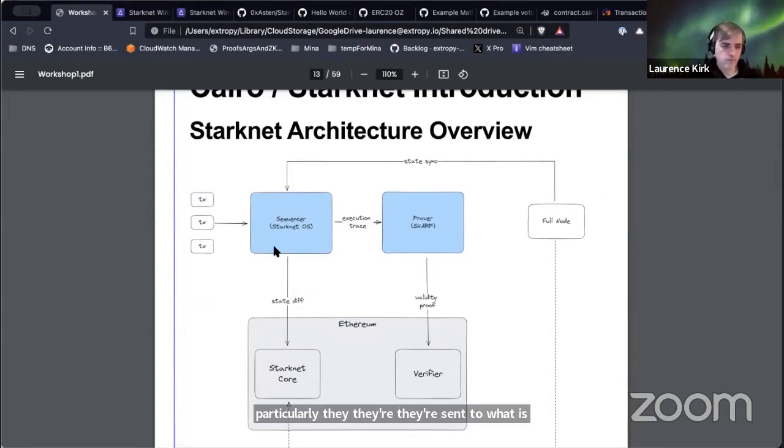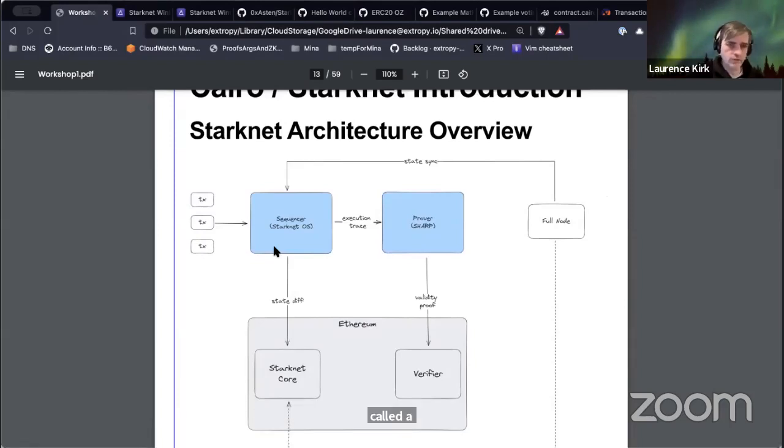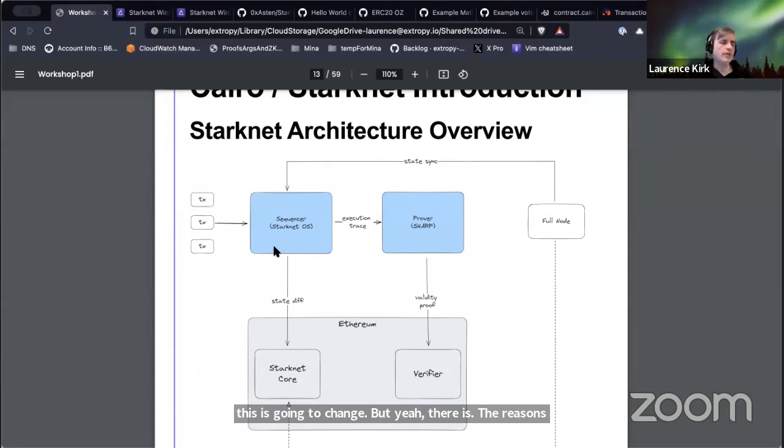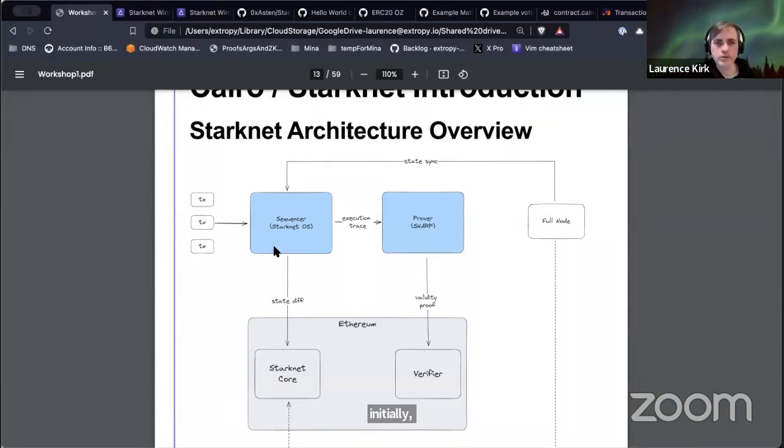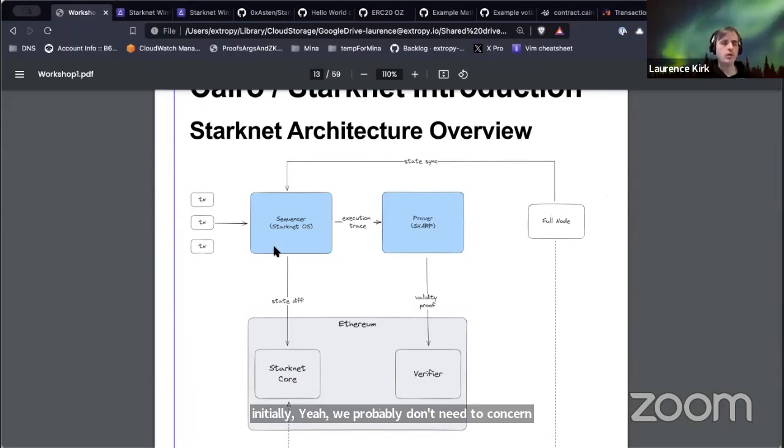Now, at the moment, we have a centralized sequencer on Starknet, but this is going to change. But there are reasons why it was a good idea to have a centralized sequencer initially. And yeah, we probably don't need to concern ourselves with that too much. But the sequencer really is controlling everything. So the sequencer takes the transactions. It sends those transactions off to be executed. So it will send them to the Cairo VM, which is going to be the virtual machine that is actually running your Cairo code.